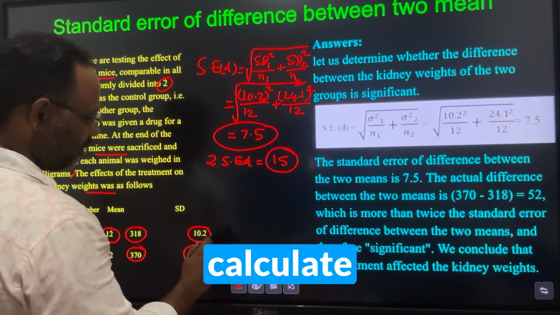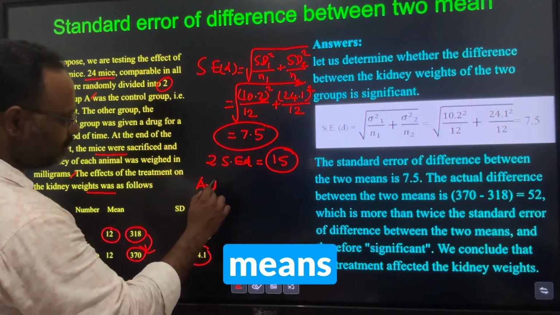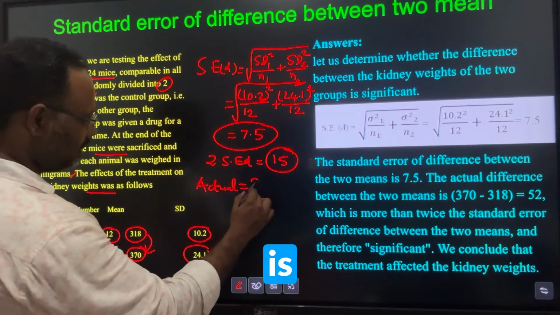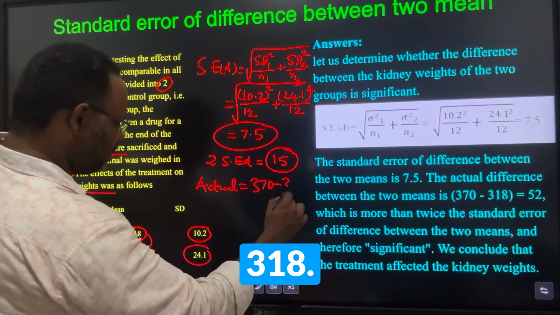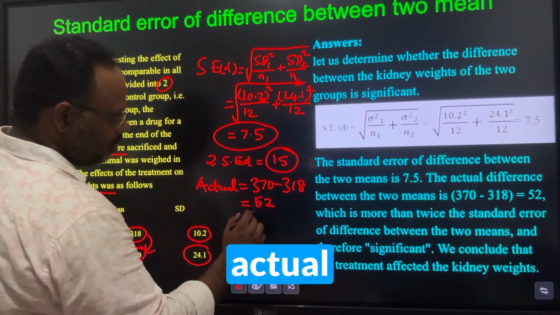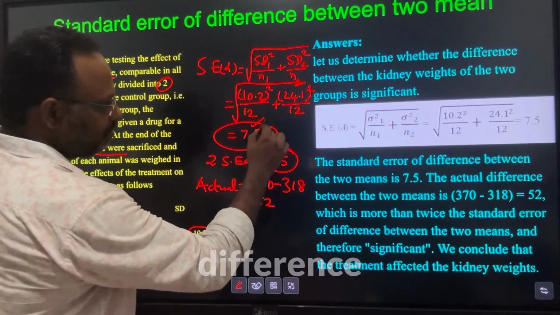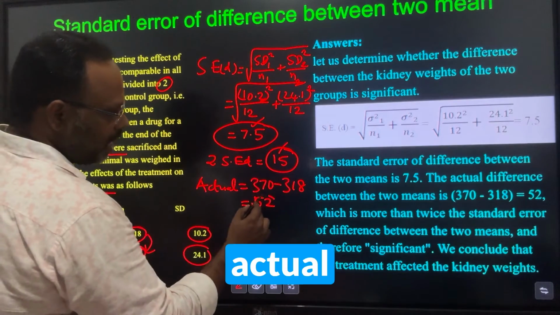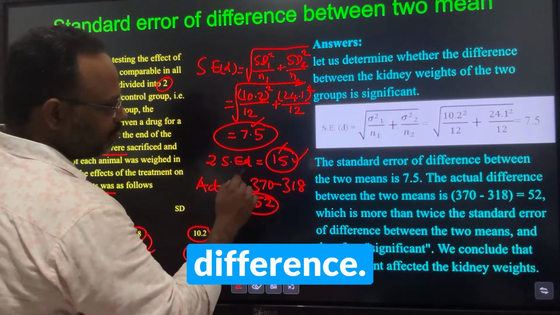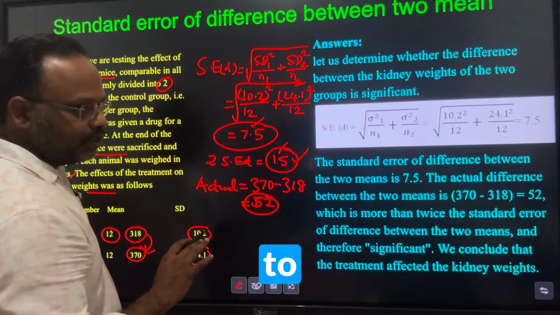Then we need to calculate the actual difference of mean. So the actual difference means mean 1 minus mean 2. So that is 370 minus 318. So we have got 52 as the actual difference, whereas double the value of the standard error of difference is 15. Since the actual difference is more than double the standard error of difference, we say this difference has not occurred due to chance.